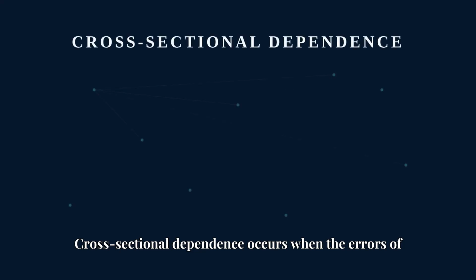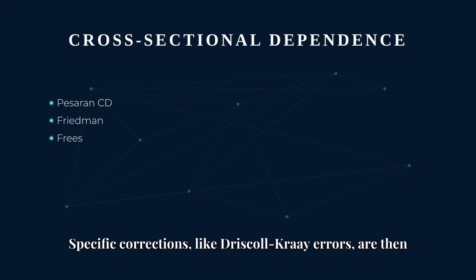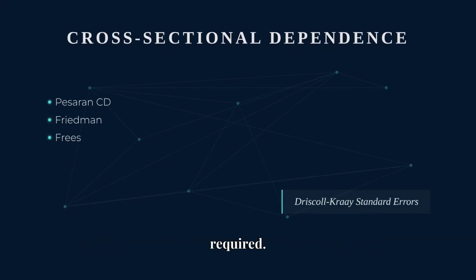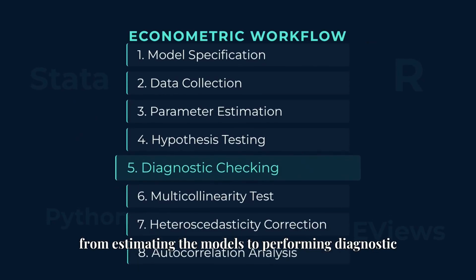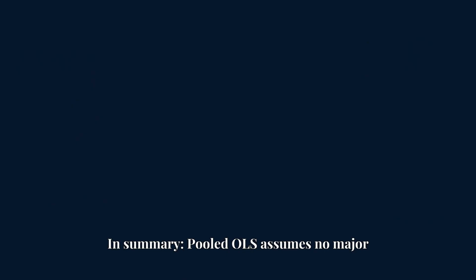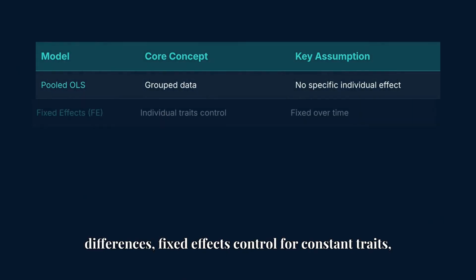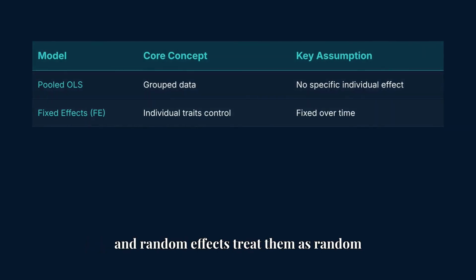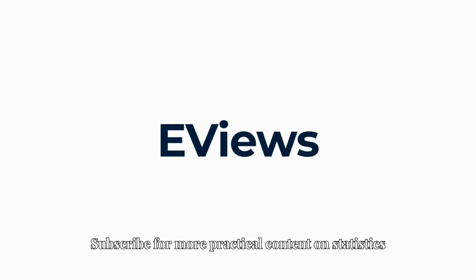Cross-sectional dependence occurs when the errors of one individual are correlated with another. Specific corrections like Driscoll-Kraay errors are then required. The complete workflow follows 10 key steps, from estimating the models to performing diagnostic tests and applying the necessary corrections. In summary, pooled OLS assumes no major differences, fixed effects control for constant traits, and random effects treat them as random error components.